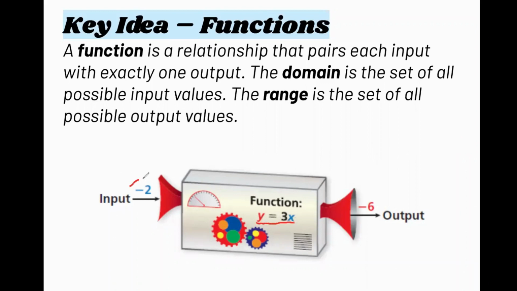For our input, let's say we plug in -2, and notice that -2 is actually going to be plugged in as your x value. So always remember that your inputs are just your x values in a function. As for your outputs, if you were to plug in -2 for your x value, your y value would come out to be -6. So always remember that your outputs are just your y values.